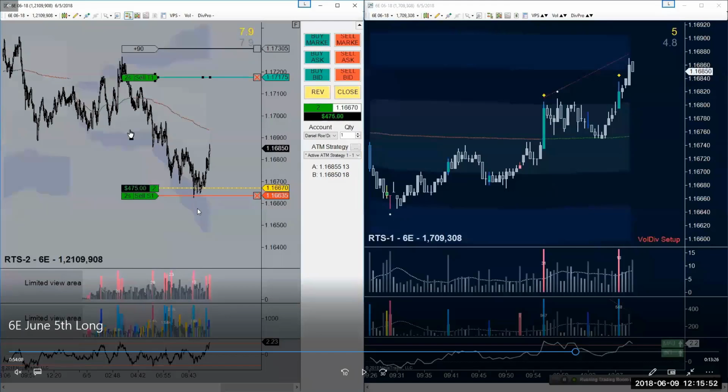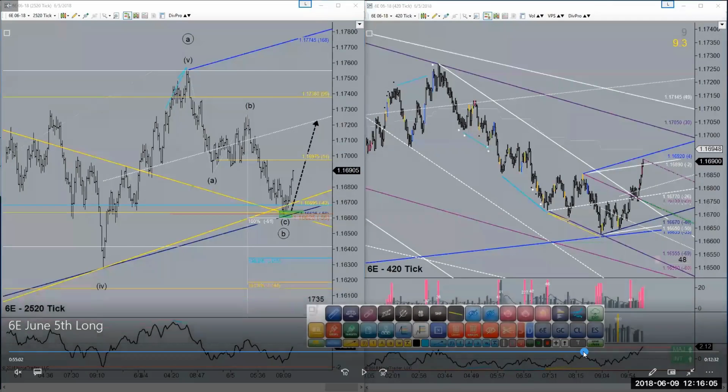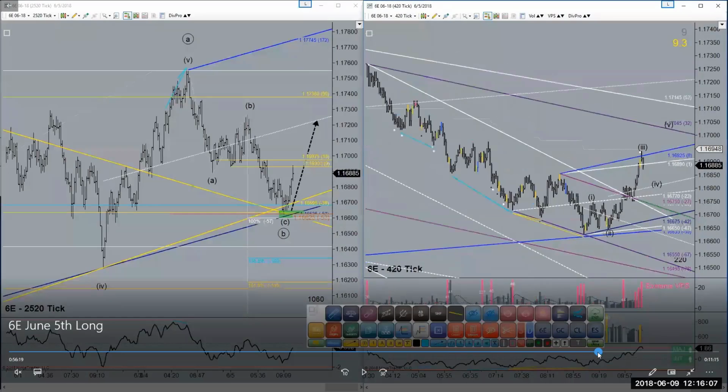So I don't know, about 7 ticks from the low there. And then I'm looking to get back above this high at least, which is why I'm moving that target up, which it did do pretty quickly.